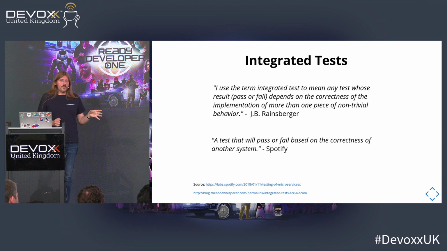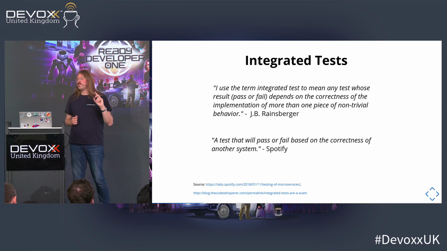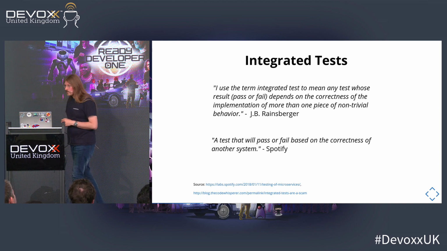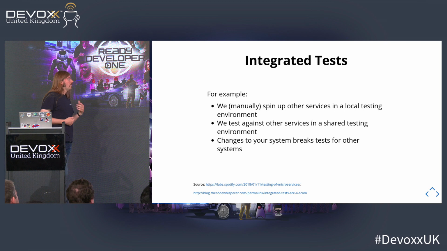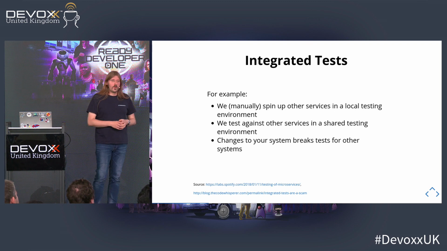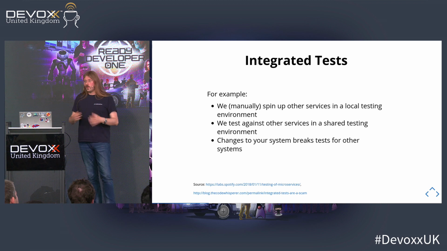In the blog post, they reference another blog post by J.B. Rainsberger from the software craftsmanship community, a big test-driven development advocate. And he says, "I use the term integrated test to mean any test whose result, pass or fail, depends on the correctness of the implementation of more than one piece of non-trivial behavior." So a pretty extensive definition here, and Spotify just say a test will pass or fail based on the correctness of another system. So we don't want to have those. They are an anti-pattern. And what are examples of those integrated tests? For example, if we manually spin up other services in a local testing environment, you have to start your local database, or you have to have it installed to run your test locally.